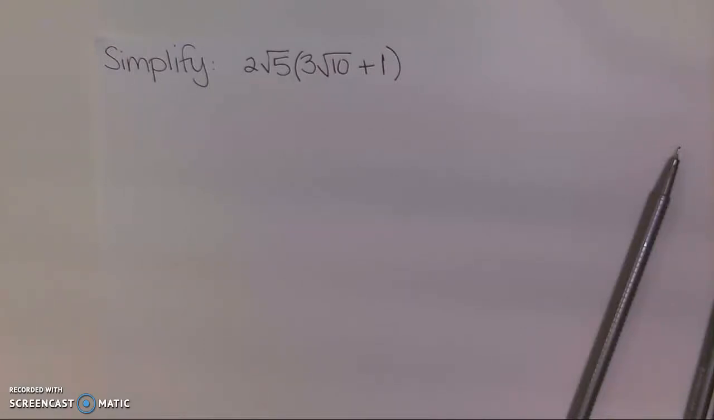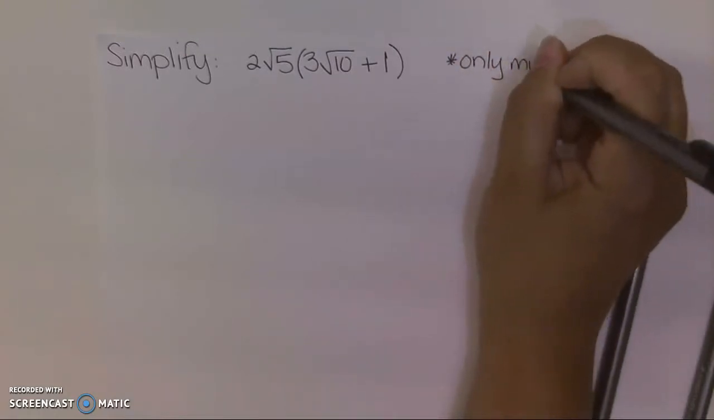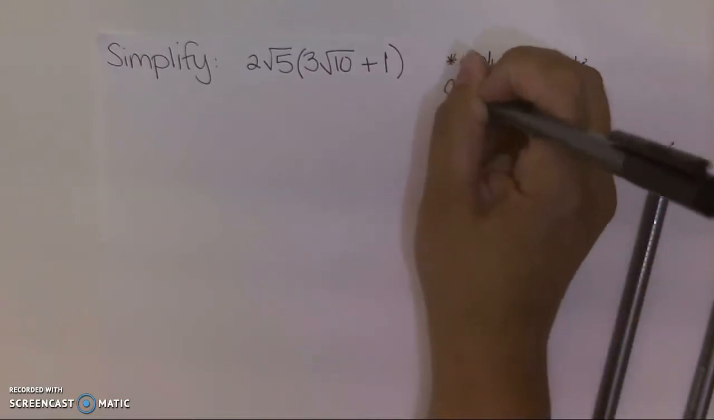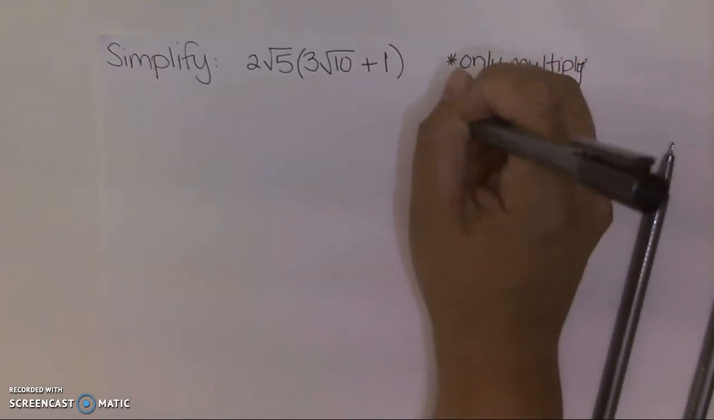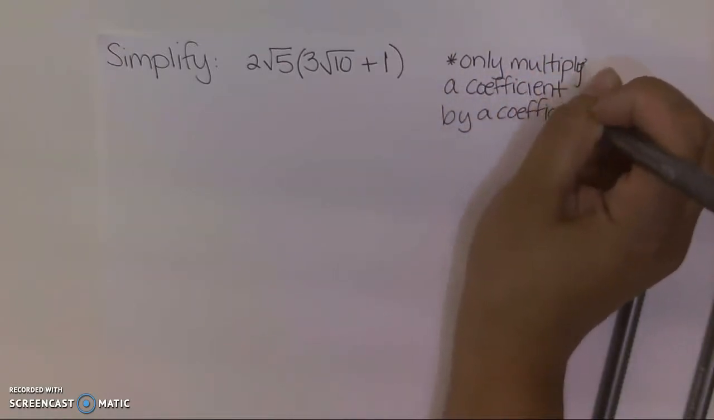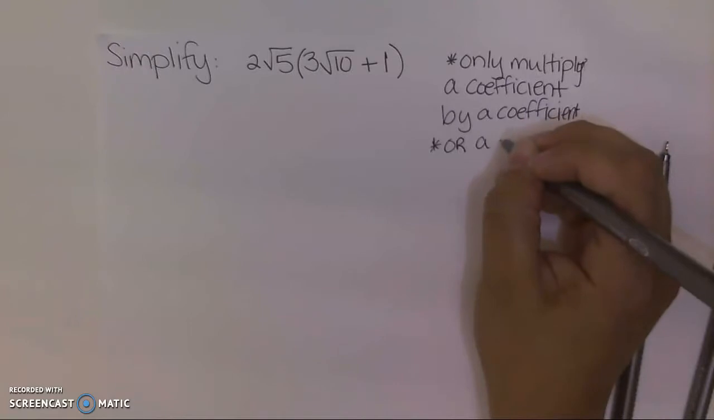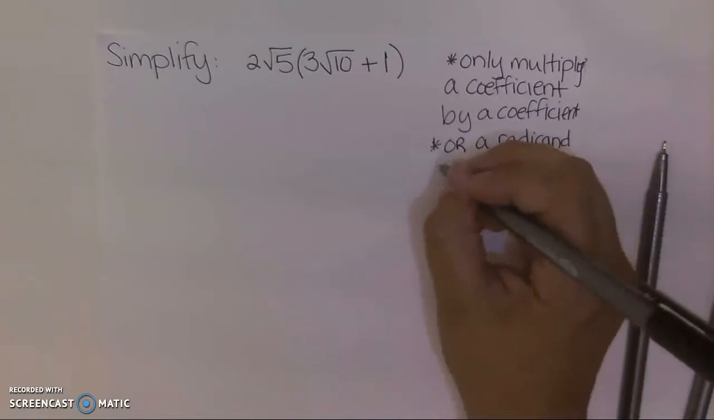So right now we are going to talk about multiplying radicals. The biggest thing to remember with multiplying radicals is that you can only multiply an outside number, or a coefficient, by a coefficient, or a radicand, which is the inside, it's a fancy name for the inside, by a radicand.